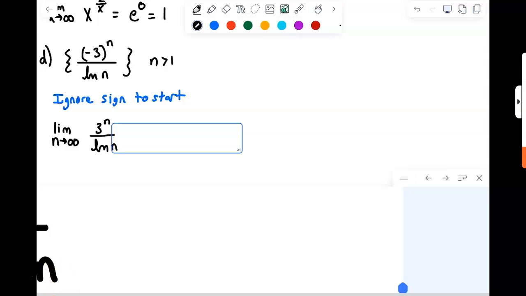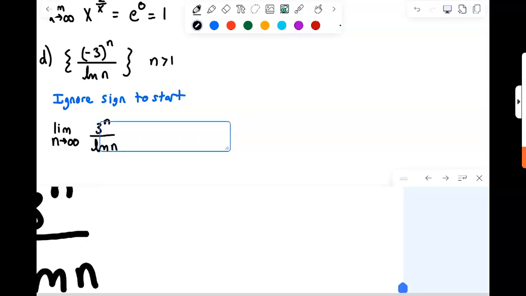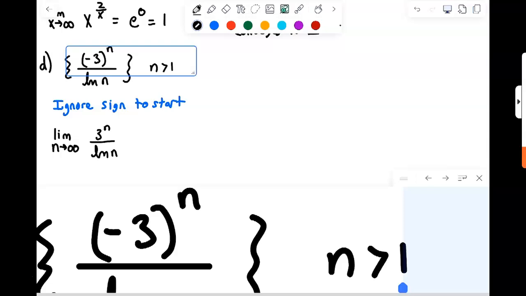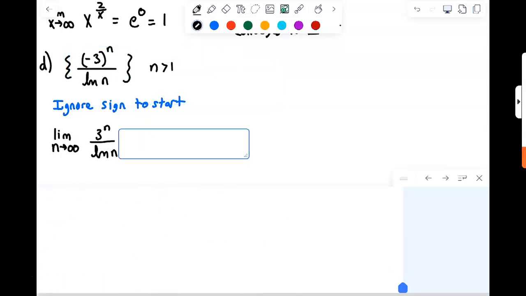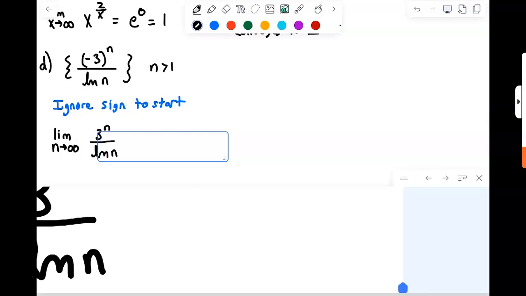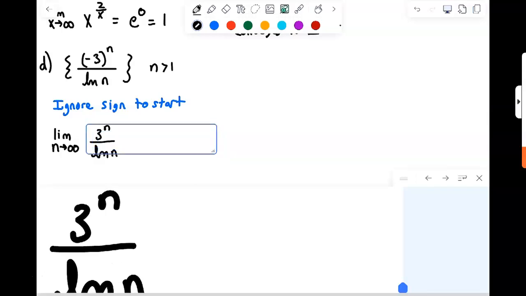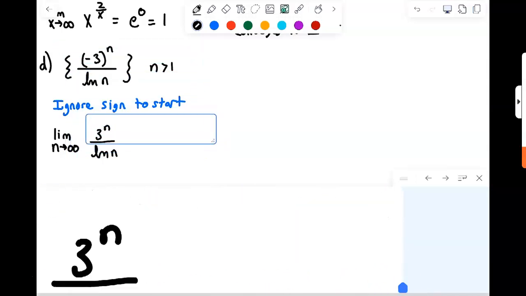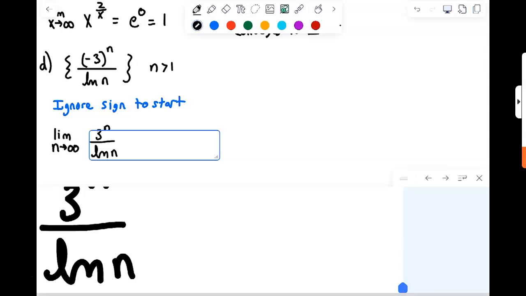Okay. So we worry about that first. And then if we get an answer for that, then we bring in the negative sign, the alternating sign, to help us decide whether or not the overall one is going to go to infinity or not go to infinity. Okay, so we worry about this first. Then we'll worry about the negative sign afterwards.